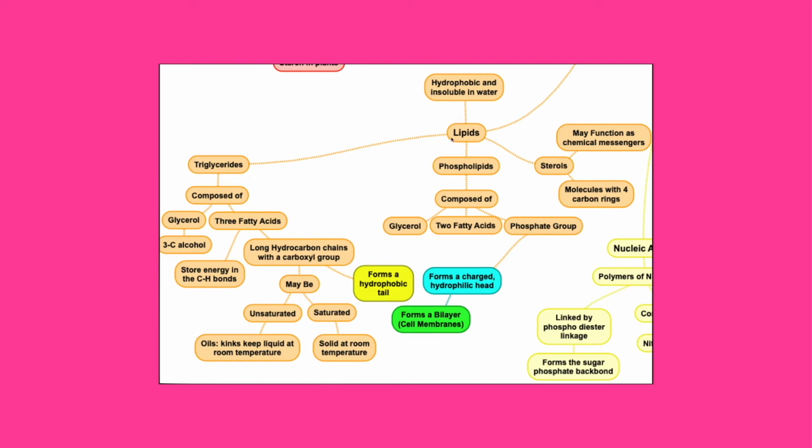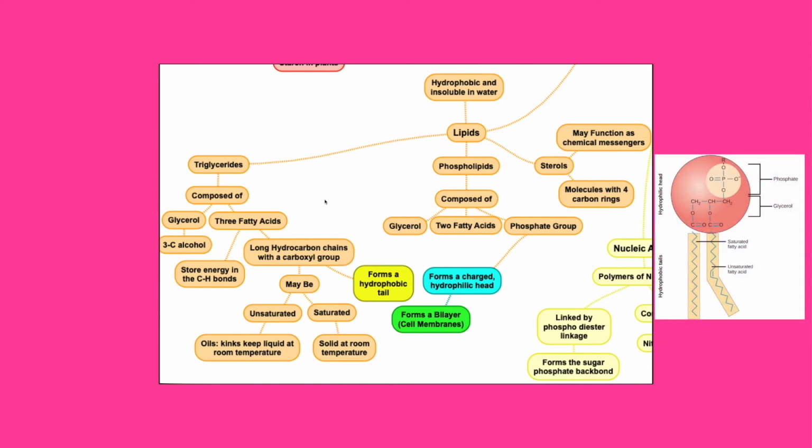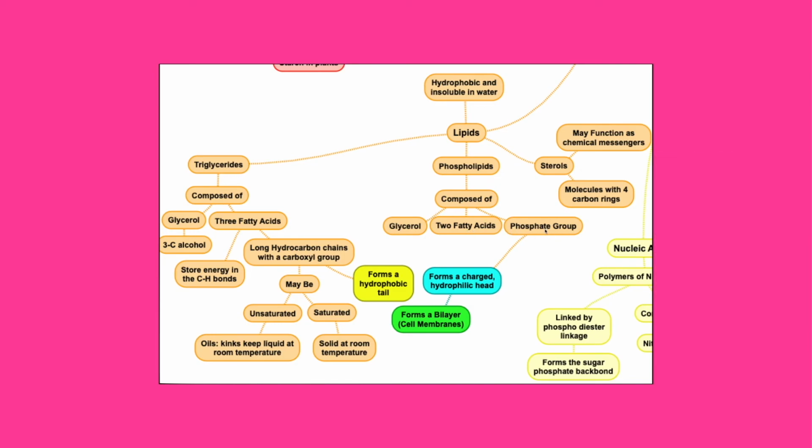So let's go on to the second class of lipids, phospholipids. These are going to have a phosphate group, as well as 2 fatty acid tails and our glycerol. So the difference between a phospholipid and a triglyceride is we are going to exchange 1 fatty acid for a phosphate group. Now, this phosphate group is going to have a hydrophilic end. It's going to like water.